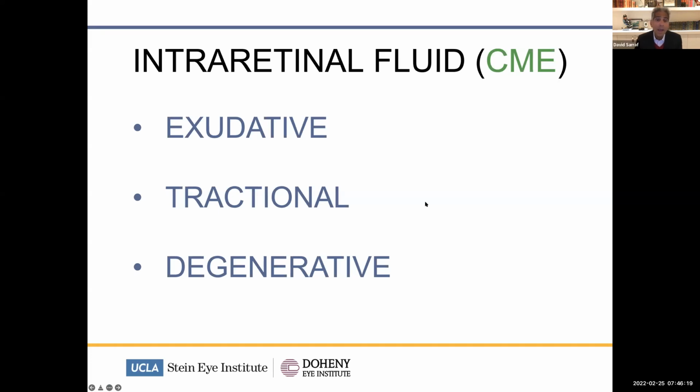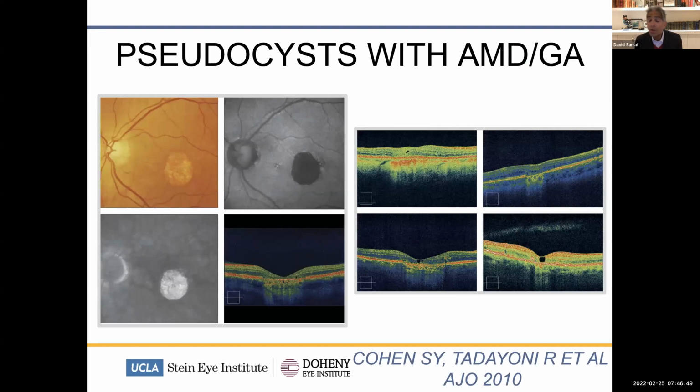But as I mentioned at the start of the talk, other pathways should be considered when we see fluid. And in the case of intraretinal fluid, we should consider other mechanisms. And those include tractional mechanisms that can lead to fluid, as well as degenerative mechanisms that can lead to fluid in the retina, in the case of intraretinal fluid specifically. And it's very important to understand that atrophy can be associated with intraretinal fluid. And this is a critical concept to recognize so that we don't unnecessarily inject eyes when we see intraretinal fluid that results from degenerative pathways.